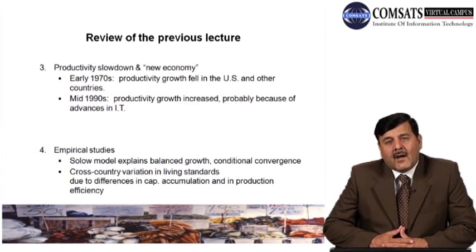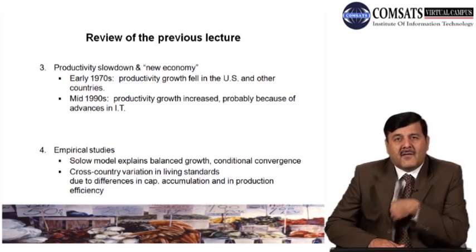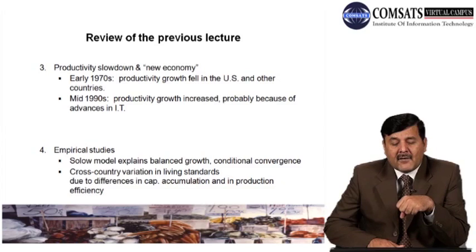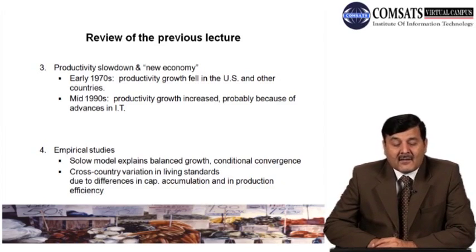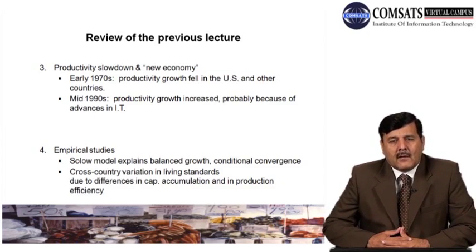We have compared different growth rates of per capita output of different developed countries in different years, and then we have introduced technology, technical progress, in the production process, and we have seen quite a lot of difference between the growth rates of the different countries in that particular regime. In early 1970, productivity growth fell in the US and other countries. In the mid 90s, productivity growth increased, probably because of the advances in information technology. So we can see that information technology or technical progress plays a very important role in the growth of economies, or the growth of per capita income, or the growth of GDP per capita.